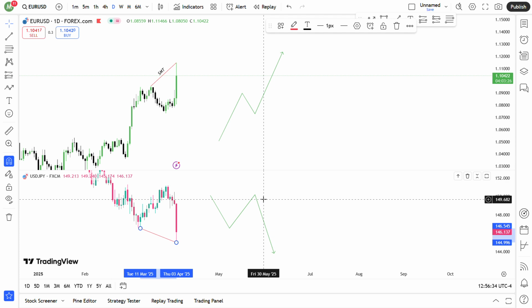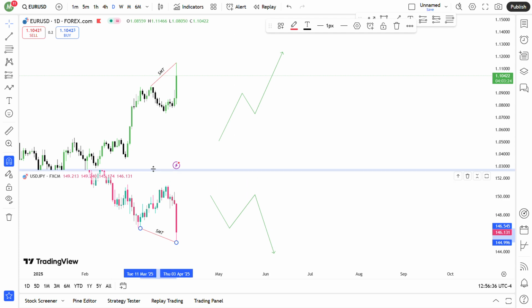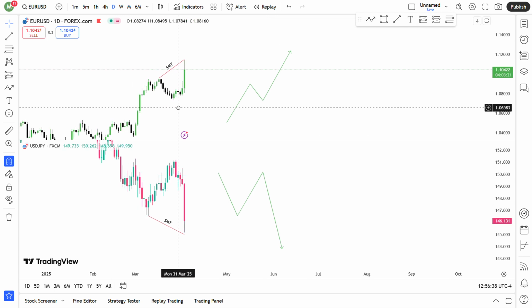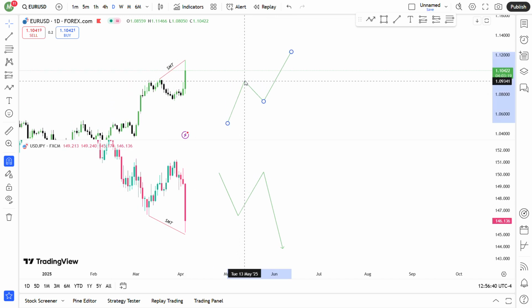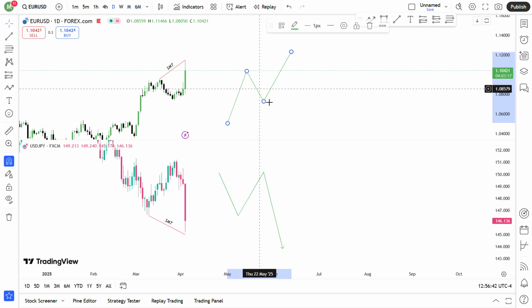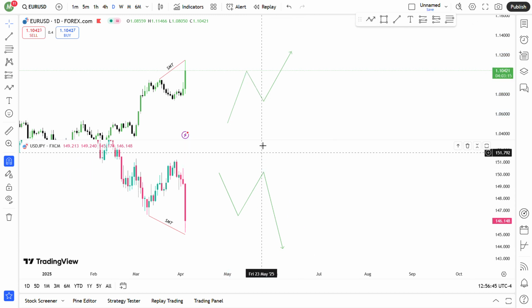Now I have taught you how to draw positively and negatively correlated SMT in the live chart. I think you understand how to draw this in the live market.